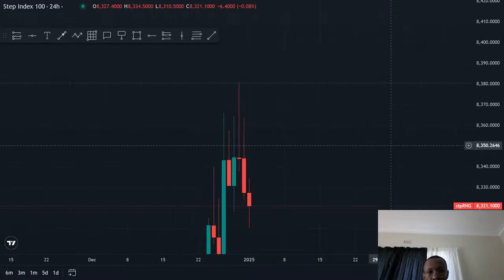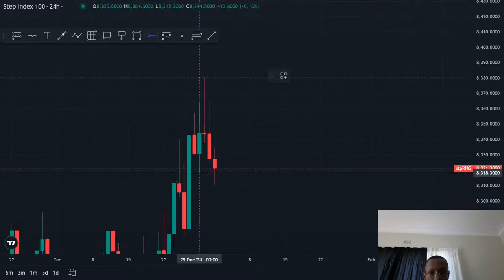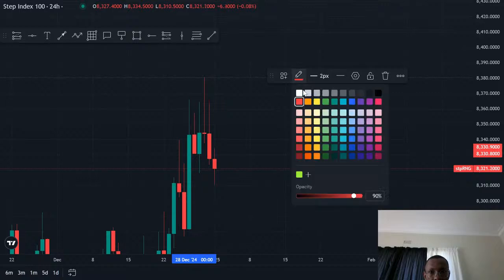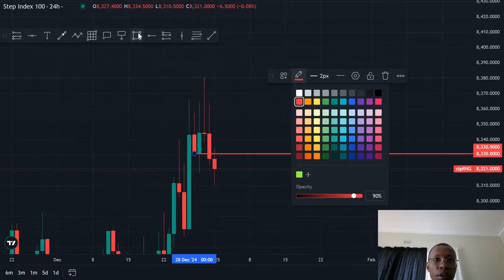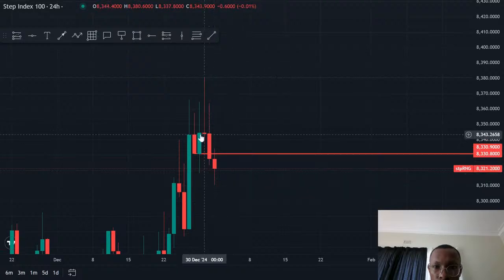Right, we're looking at Step Index. Price has made a bearish change in the state of delivery on the daily time frame. I don't know why it doesn't want to reflect. Okay, the line has shown up.